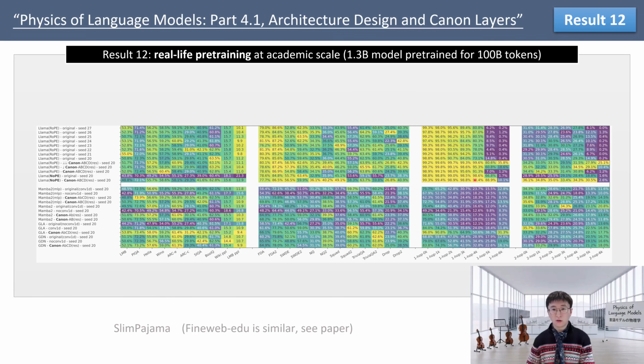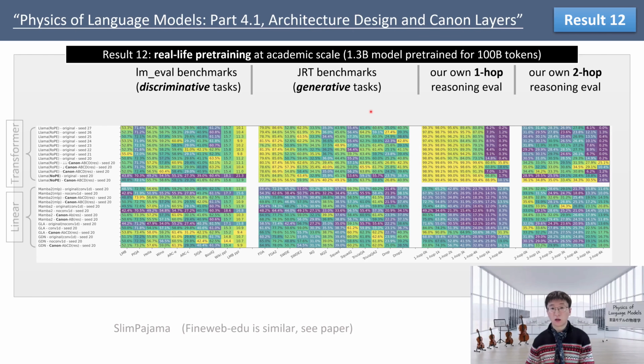All of the real-life results are summarized in this gigantic table, and it contains a lot of information. I'm going to read it to you very carefully and very patiently. There are two blocks of models. The first block is the block of transformers, and the second block is the block of linear models. So maybe Mamba, which can be either the one with MLP layer or the one without MLP layer, or it can be GLA, or GDN. And there are four column groups. The first group is the group of so-called discriminative tasks. Those are some well-known benchmark names like ArcEasy, ArcChallenge, or HellaSwag.